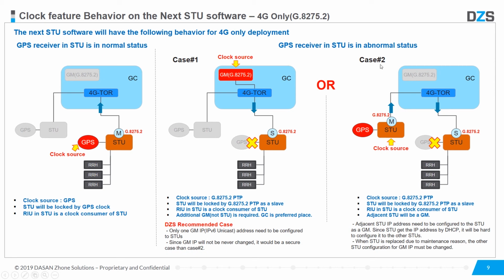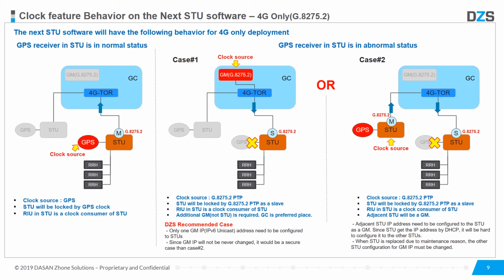Case number 2. The adjacent STU IP address should be configured in the STU as Grandmaster. STU gets its IP address via DHCP, so it is difficult to configure with other STUs. In addition, if the STU is replaced for maintenance reasons, it is a problem in operation and management, because other STU configurations for Grandmaster IP must be changed.